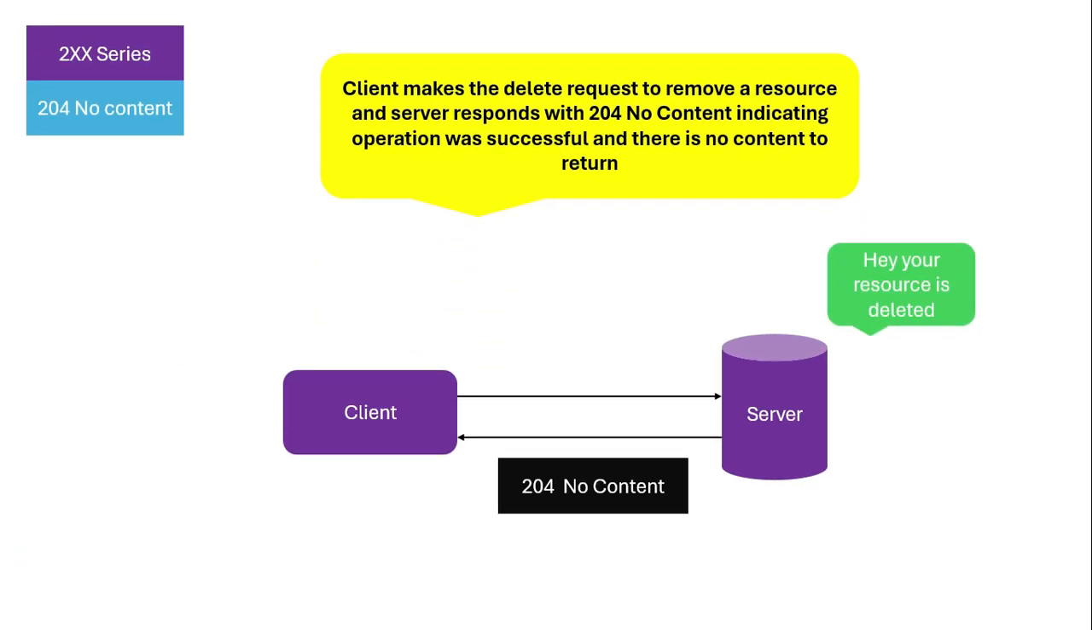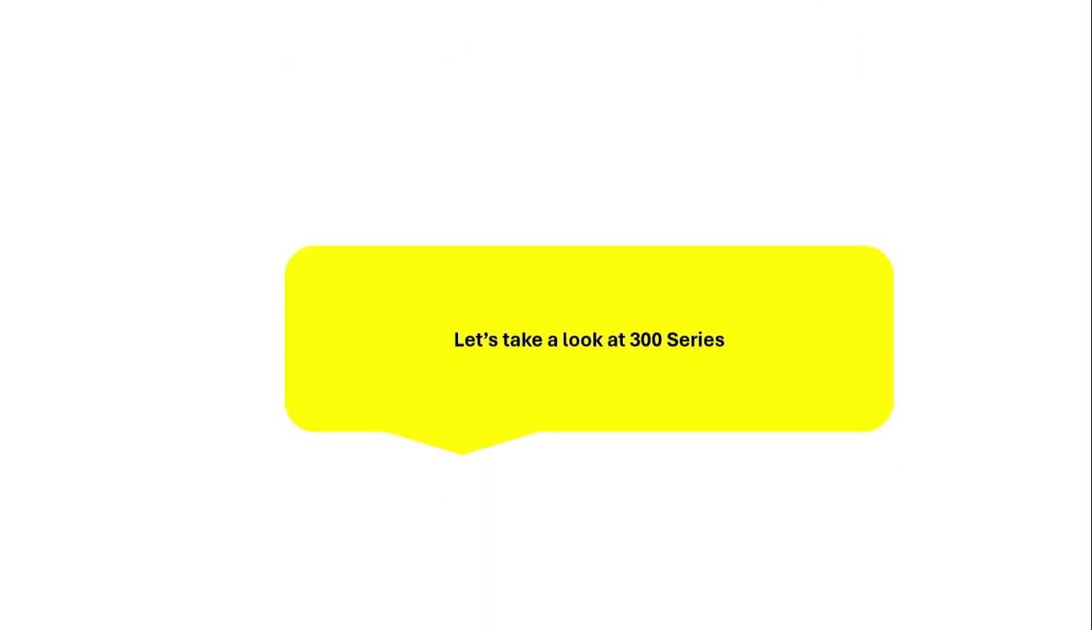Now 204 No Content. In this scenario, the client makes a delete request to remove a resource and the server responds with 204 No Content, indicating that the operation was successful and there is no content to return. So here the client is deleting the resource. You may delete a user, an account, or for that matter, a comment. This is for the delete.